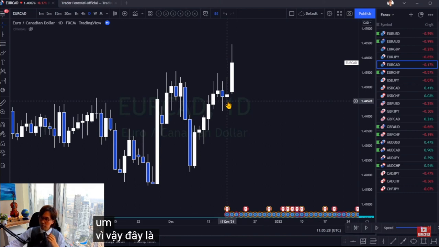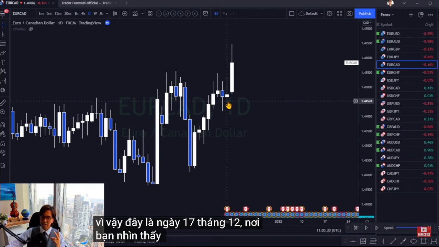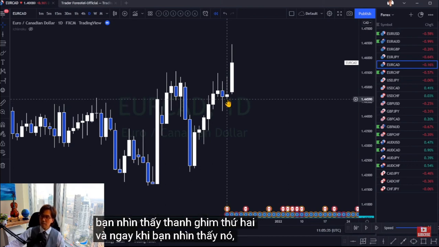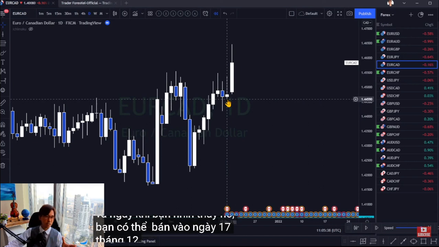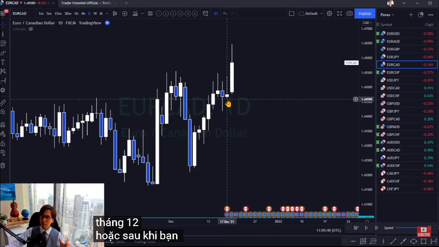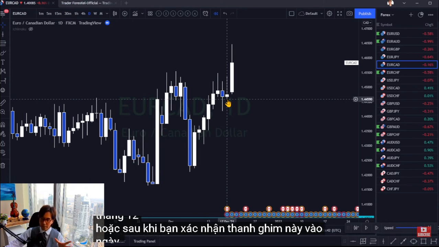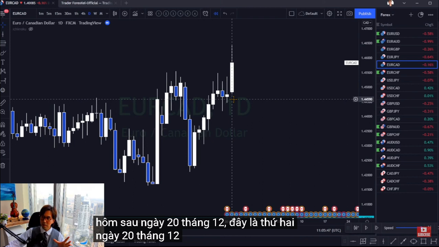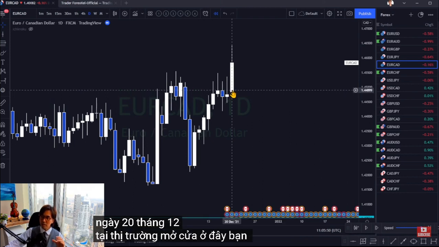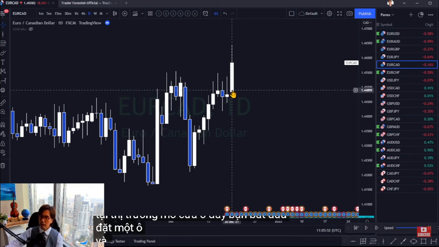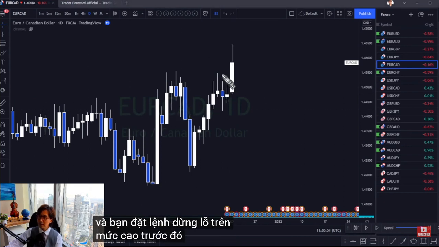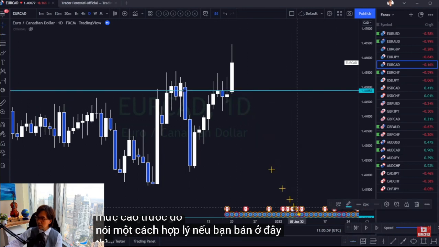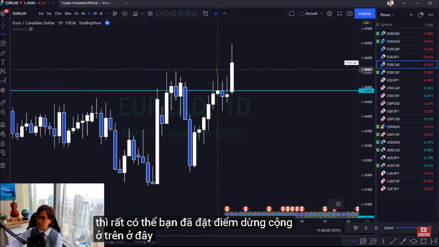So this was the 17th of December, where you see the second pin bar. And as soon as you see this, you may take a sell on the 17th of December. Or after you confirm this pin bar on this day, next day, 20th of December, this is Monday, at the market open here, you start to place a sell. And you put the stop loss above the previous high. Reasonably speaking, if you sell here, then most likely you put the stop loss above here.